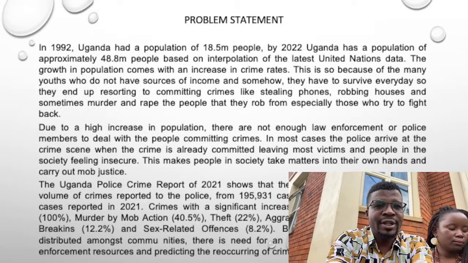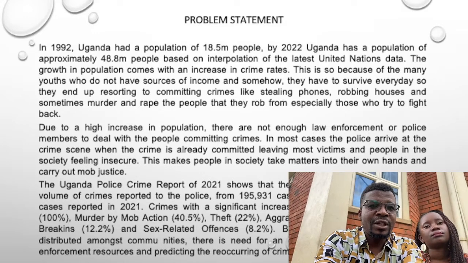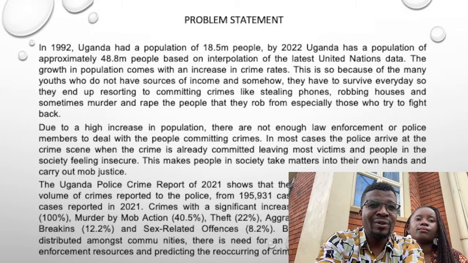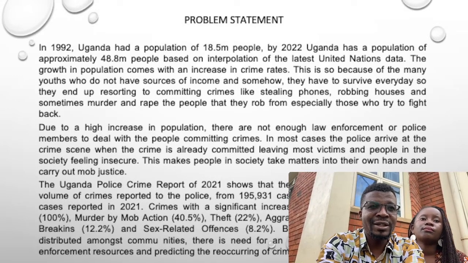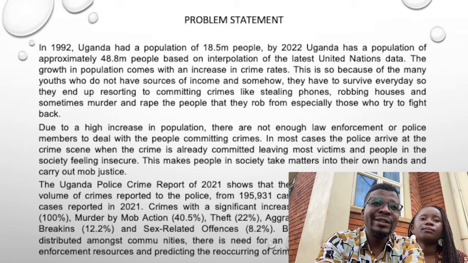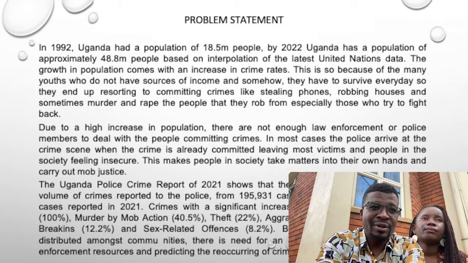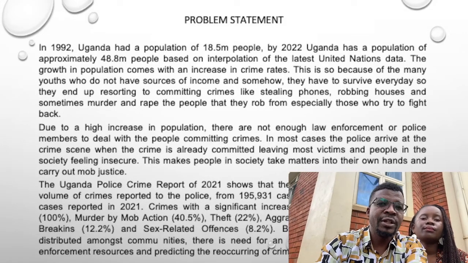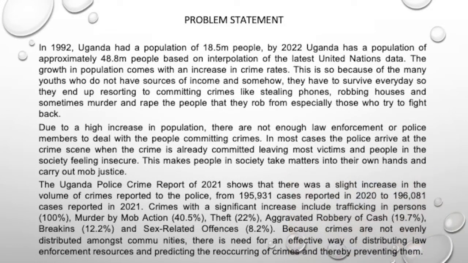One of the things that we cannot ignore is the population growth that is moving so fast. The population in Uganda back in 1992 was around 18 million, and now it is approximately 48 million. What that means is that the growing number of people comes with a lot of problems, including crimes. If you look at theft, if you look at the police report, crime is increasing at the same time.